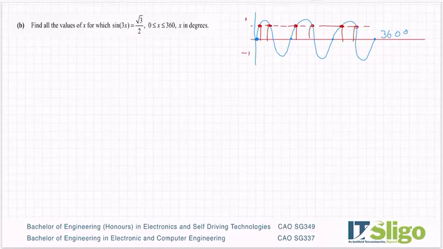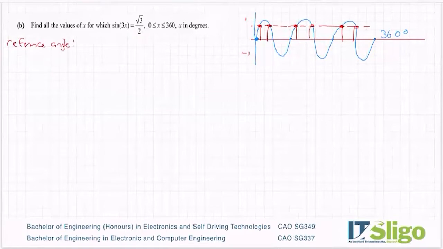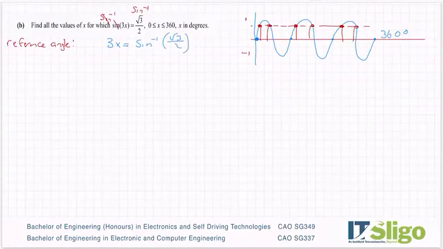The first thing I work out is my reference angle. You do this by getting the sine inverse of both sides. So you'll end up getting 3x equal to the sine inverse of root 3 over 2. Put that into the calculator, sine inverse of root 3 over 2, and it's 60 degrees. I made sure my calculator was in degree mode because it says degrees. If that said radians, I'd change my calculator to radian mode. Next thing I need is CAST.